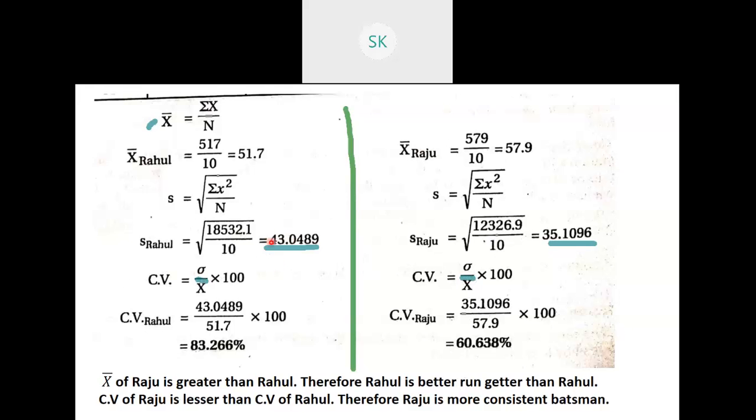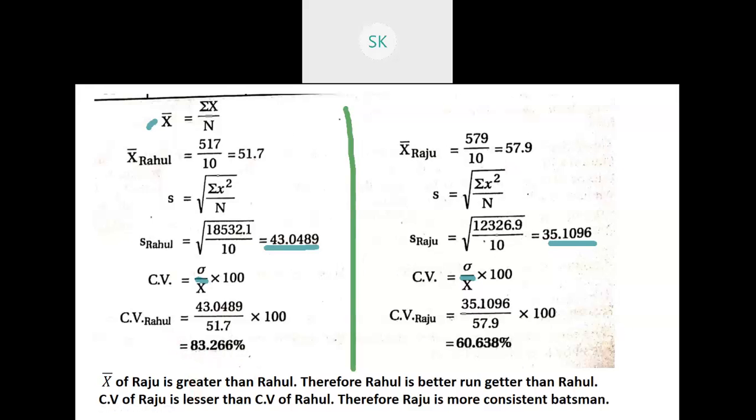I will consider this value of 43.0489 as standard deviation, divided by x bar of Rahul, which is 51.7. So that 51.7 is considered, into 100, and you will get a percentage value. I told you coefficient of variation must be taken as a percentage, so the percentage value is considered.